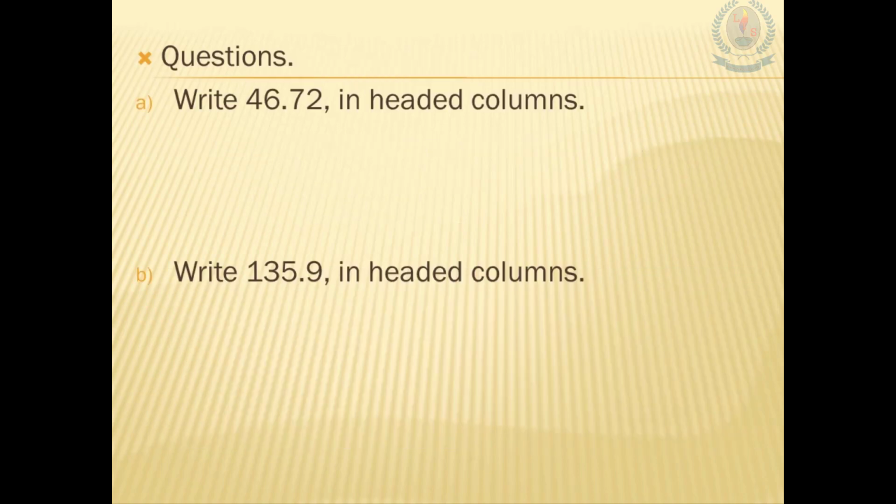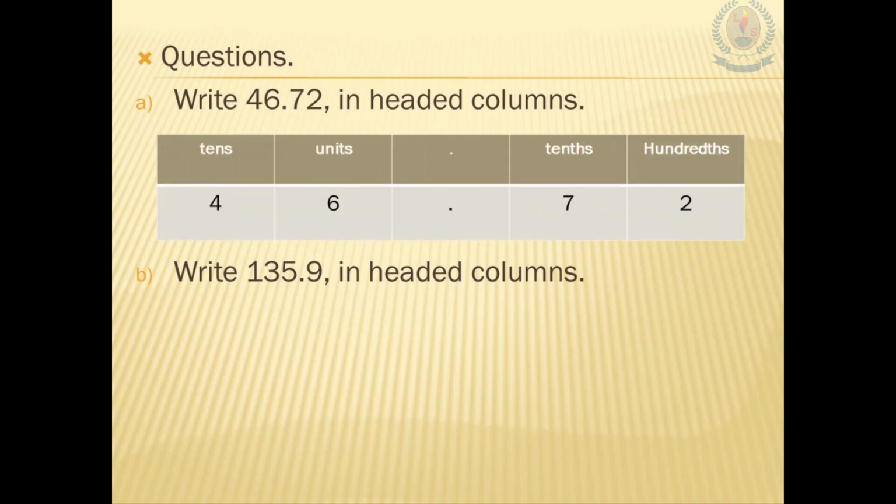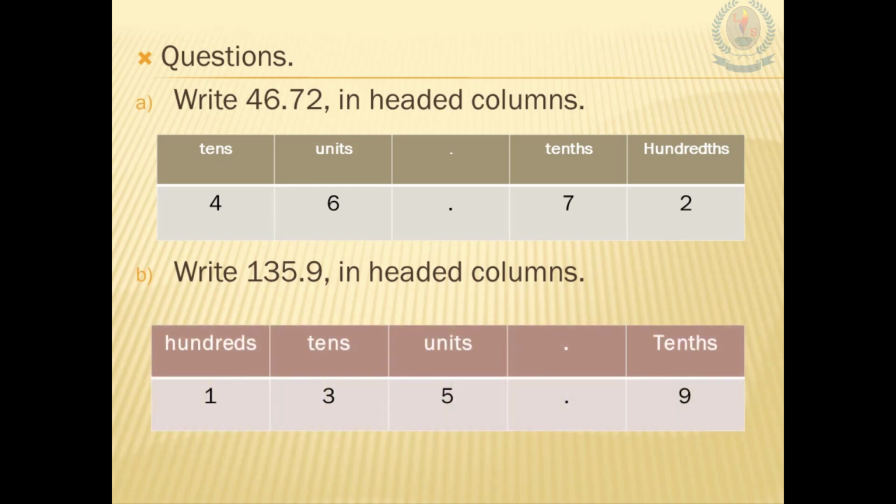Questions. Write 46.72 in headed columns. In this decimal number, you can write 4 tens, 6 units, 7 tenths and 2 hundredths. Question B. Write 135.9 in headed columns. In here, 1 hundred, 3 tens, 5 units and 9 tenths.